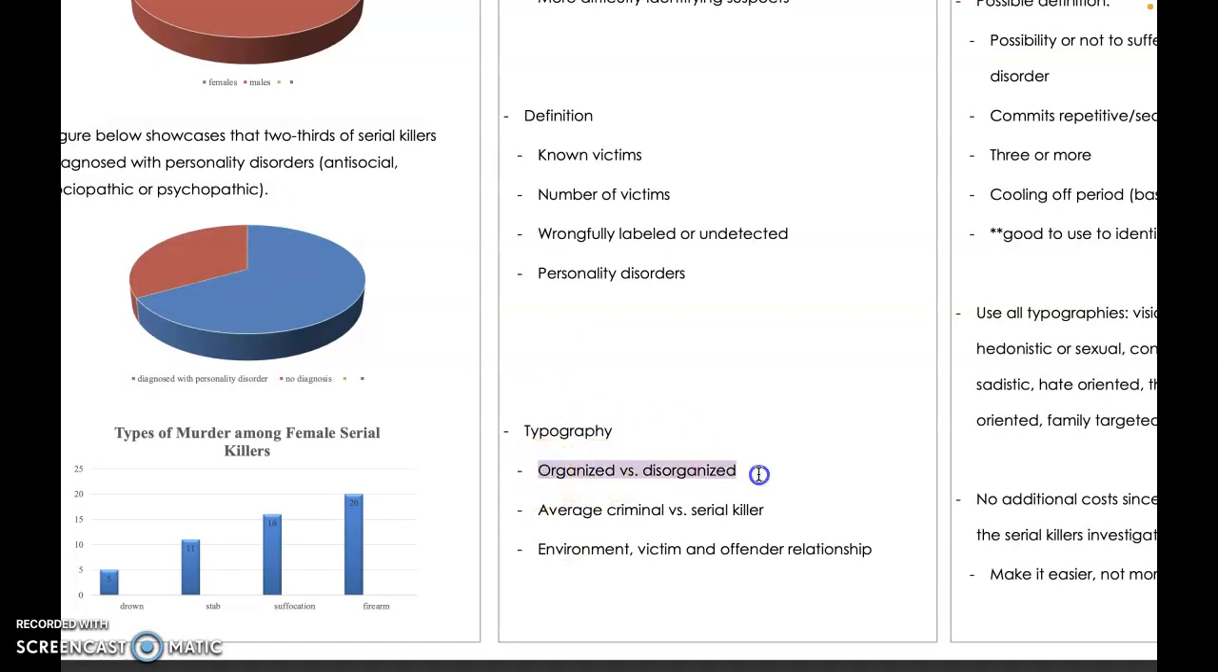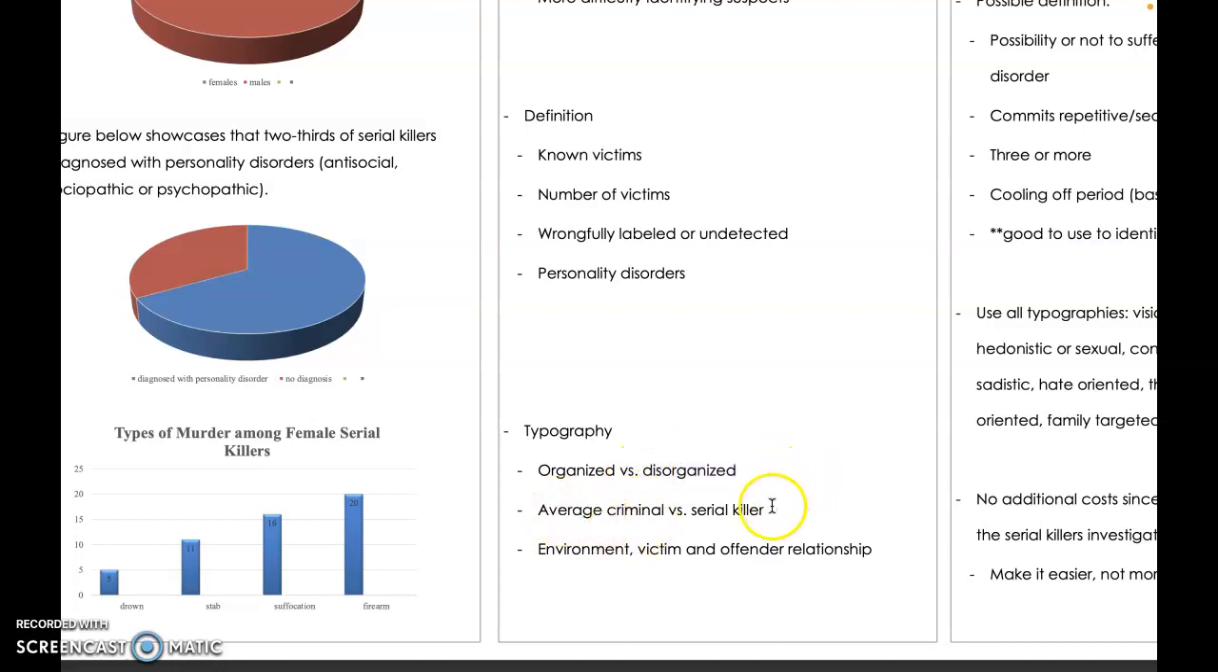Typography. The author did mention organized versus disorganized. The fault with this is that most serial killers are organized. So she just throws out the possibility of there being a disorganized serial killer, since most of the crime scenes have been organized and show signs of organized serial killers. So labeling a serial killer as disorganized just doesn't make sense anymore.